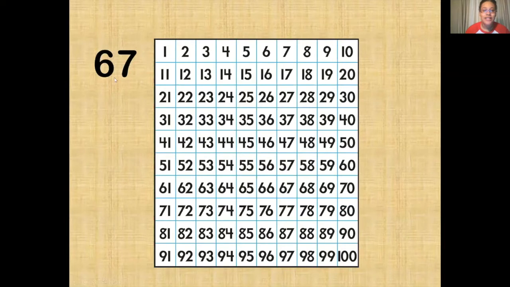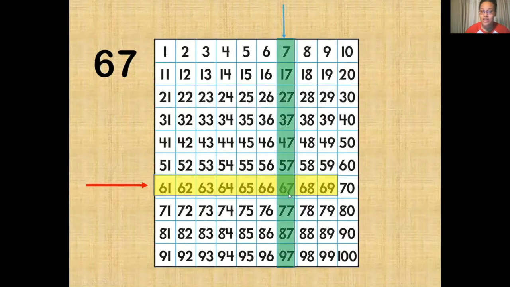Ooh, 67. You see your 60s row? Now we're looking at what column? Right, that number ends in a 7. So we're going to look at the 7 column. So we now have found the number 67, and our job today is to identify the number that comes after 67, which means the number that comes next. So 67, right, 68. Okay, let's keep going.